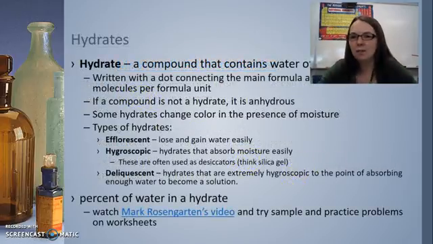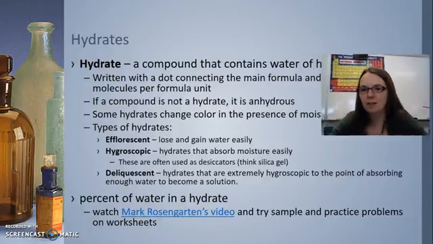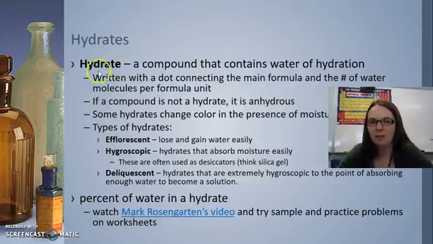And then you have hydrates. A hydrate, if you're familiar with the prefix hyd, like hydration, dehydrate, it refers to water. A hydrate is something that contains water on it. You write it with a dot that connects the formula and the water molecules.